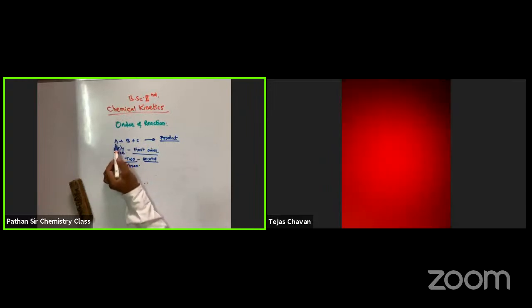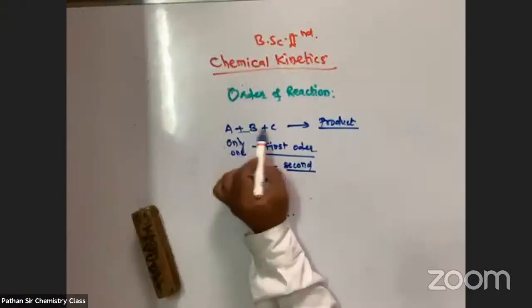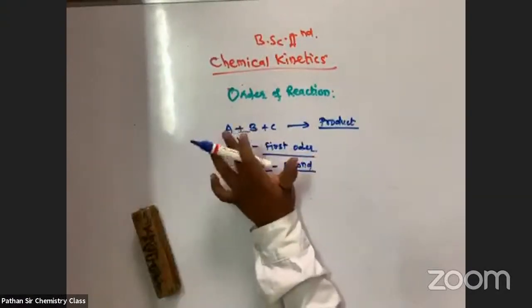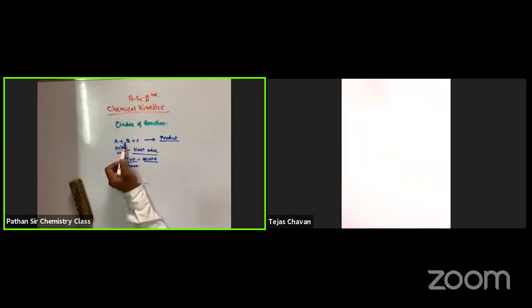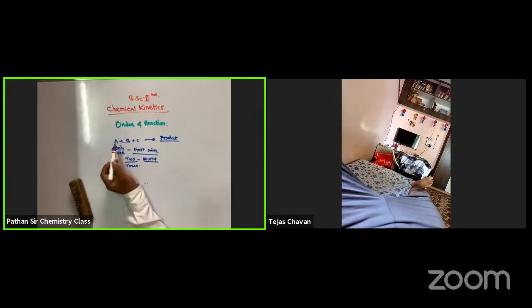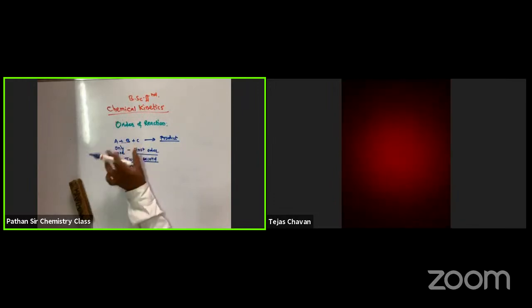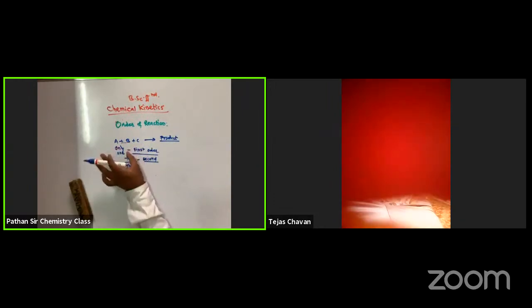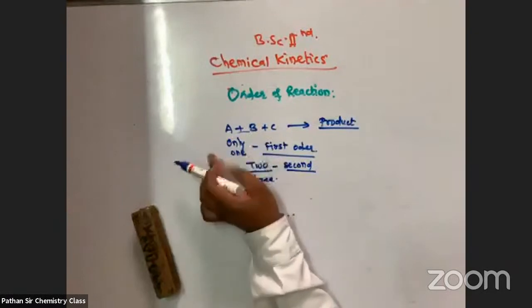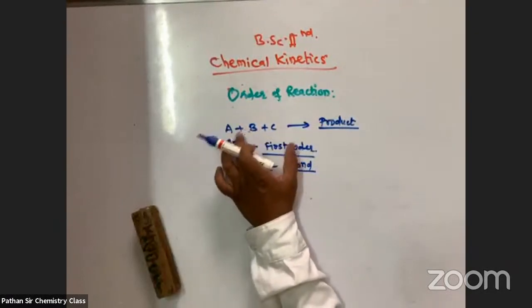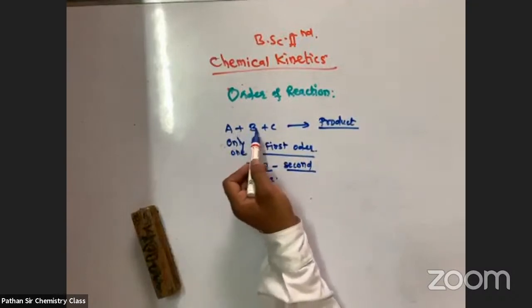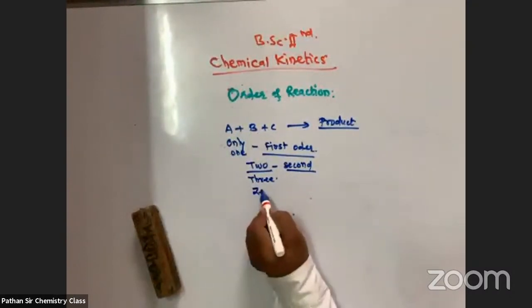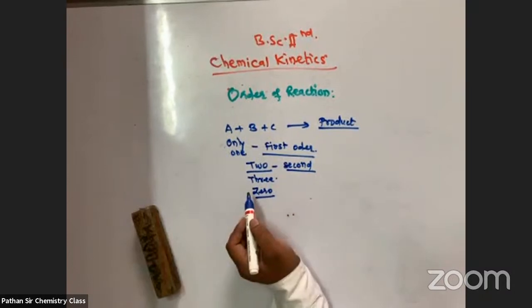And if the concentration of A, B, and C, all these three are not affecting the rate of reaction, you increase the concentration of A or B or C, or you decrease the concentration of A, B, C, nothing. The rate of reaction is constant overall. There is no change in the rate of reaction after changing the concentration of any. That means it is a zero order reaction.